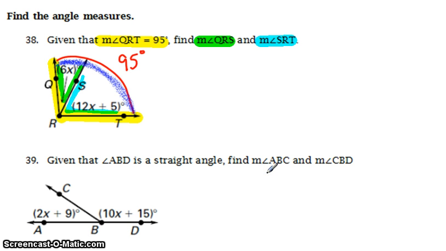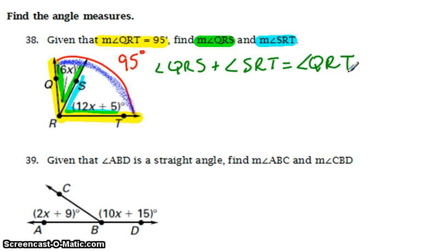So let's add those together. I'm going to say QRS plus SRT should equal QRT. Now, you do not have to write that out, but just for reference so you can look at the diagram and see what I'm doing. QRS is represented by 6x degrees. SRT is represented by 12x plus 5 degrees. And we know that they told us the whole thing was equal to 95 degrees. So now let's solve an equation. We're back to an equation again.